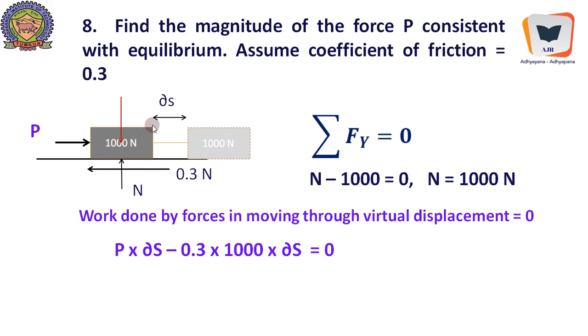Force becomes negative, but the displacement is positive. So 0.3 into 1000 into del S equal to 0. Therefore P equal to 300 Newton. And we would have got a similar answer had we done this problem using the principle of equilibrium, wherein we must have equated sigma Fx equal to 0 after finding the value of N and the frictional force.